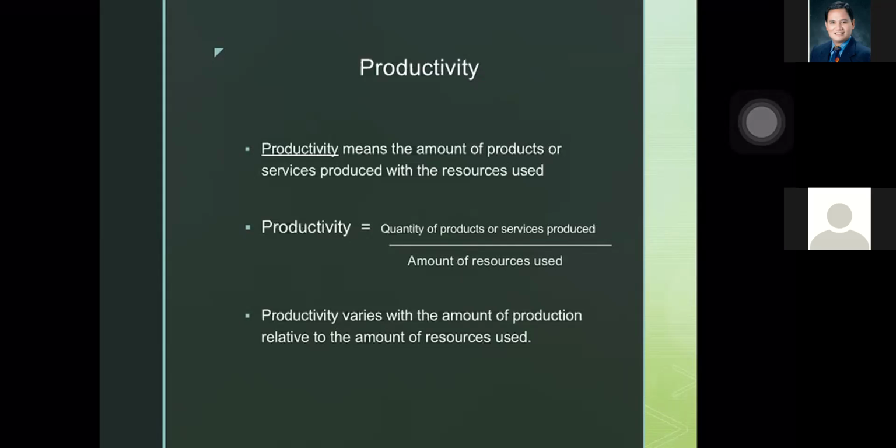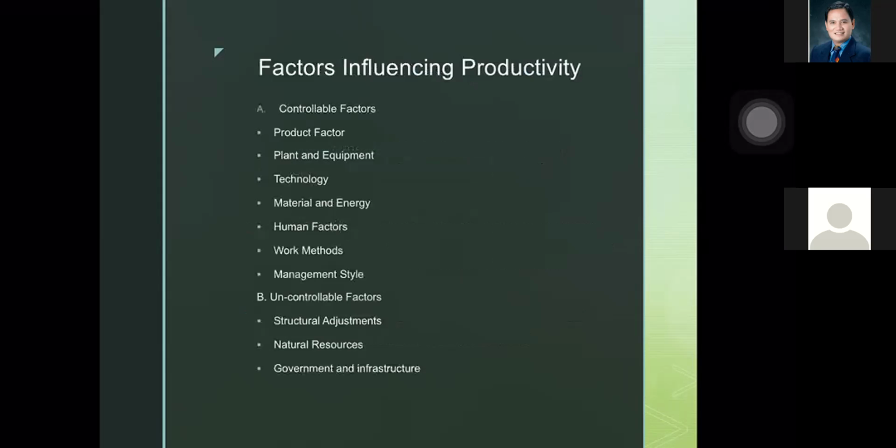So what is productivity? Productivity means the amount of products or services produced with the resources used. Productivity is computed as quantity of products or services produced over amount of resources used. Productivity varies with the amount of production relative to the amount of resources used. There are also factors influencing productivity. It is categorized into two: controllable factors and uncontrollable factors.